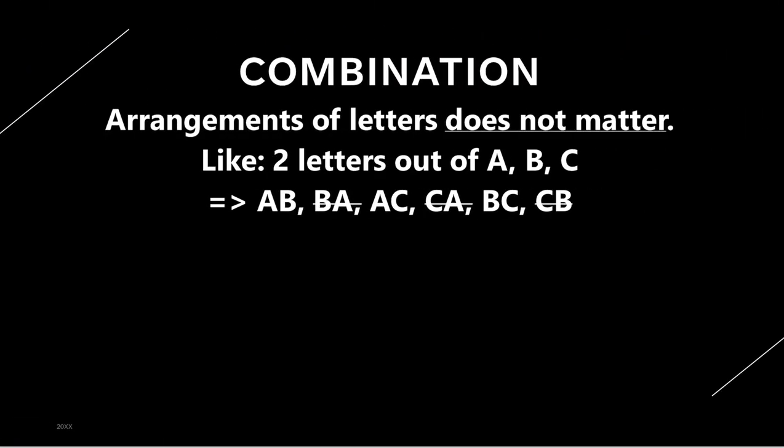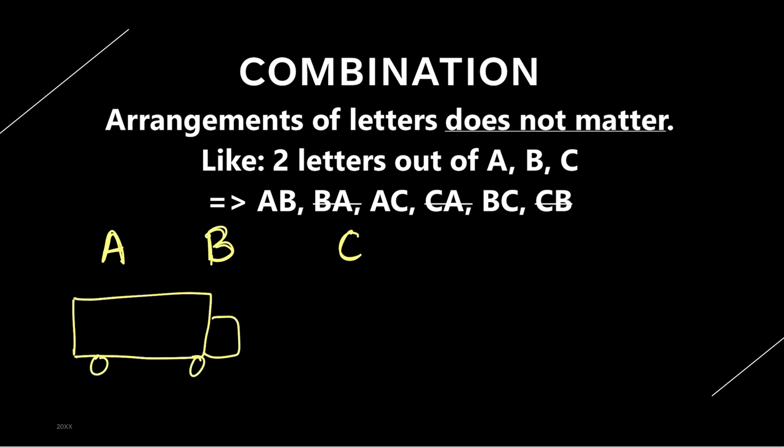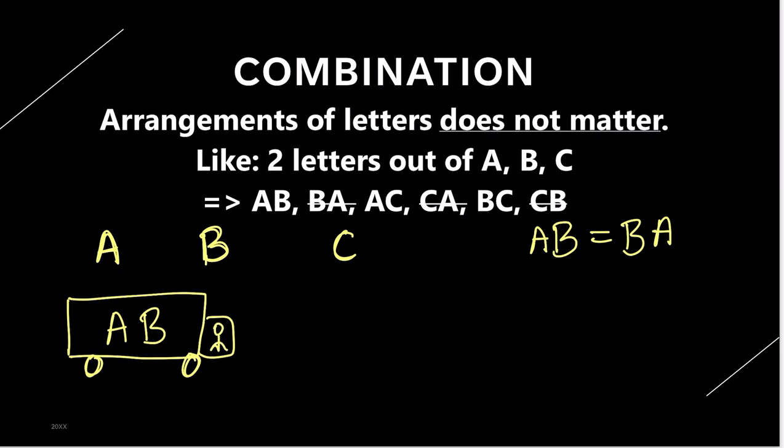Here the arrangement of letters does not matter, right? Let's say A, B and C. Now there is no car, no bus. Let's say A, B and C will be sitting at the back of the truck. Two students will be selected and put in the back of the truck. Now, does the sitting arrangement matter? No, obviously. A and B sitting here, or B and A sitting, are both the same. At the back of the truck, AB sitting or BA sitting is the same thing. Their sitting arrangement does not matter because there is a driver driving the truck.